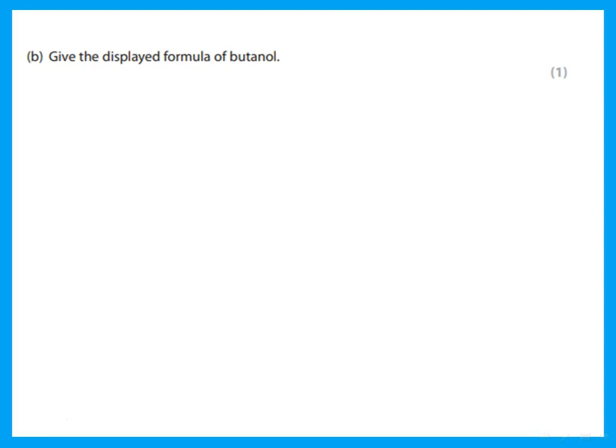What does -ol mean? It means it's an alcohol. An alcohol has what? It has OH, OH alone, not OH and C double bond O, for example. So this is the displayed formula of butanol. Remember, each carbon must have a total of 4 bonds coming out of it.